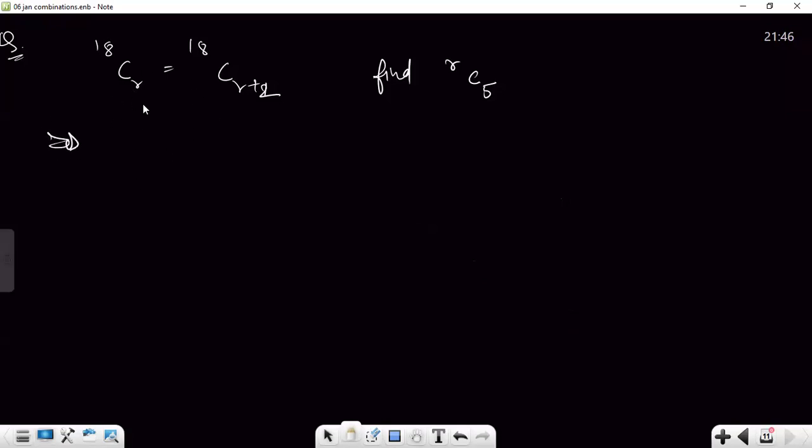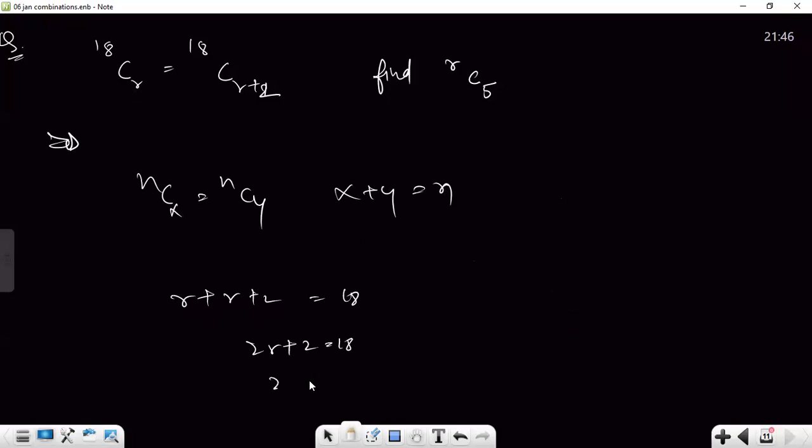If nCx is equal to nCy, then x plus y has to equal n. Here r plus r plus 2 should equal 18. 2r plus 2 equals 18, 2r equals 16, so r equals 8.